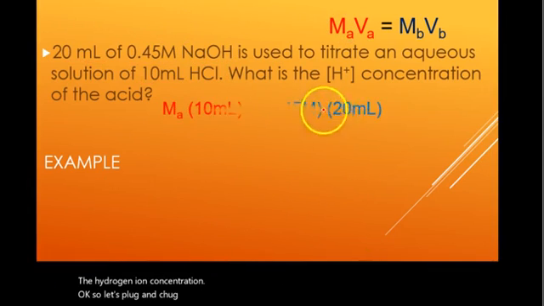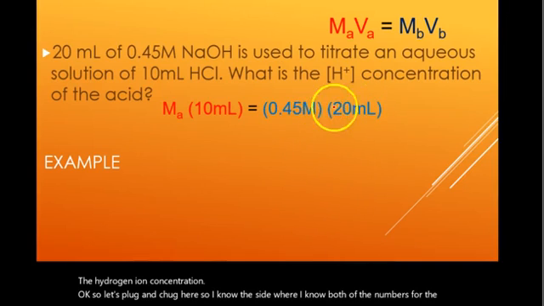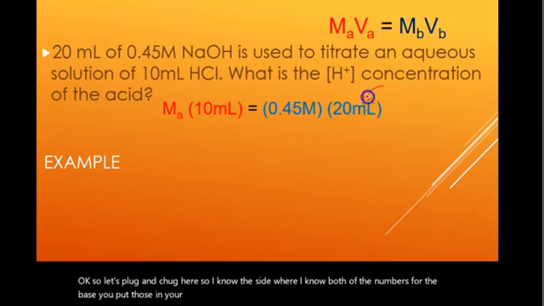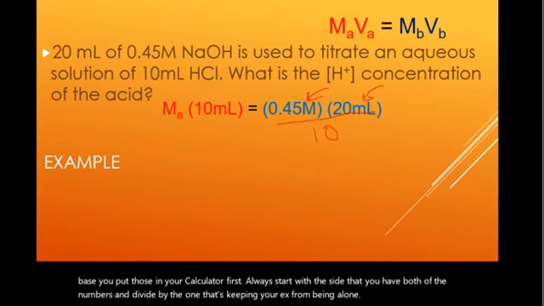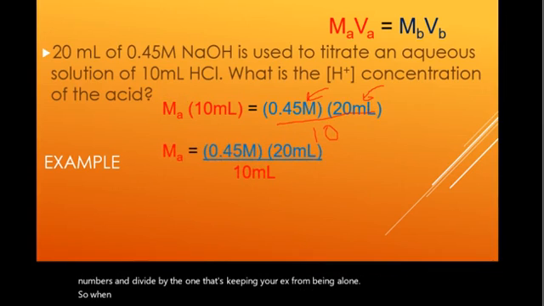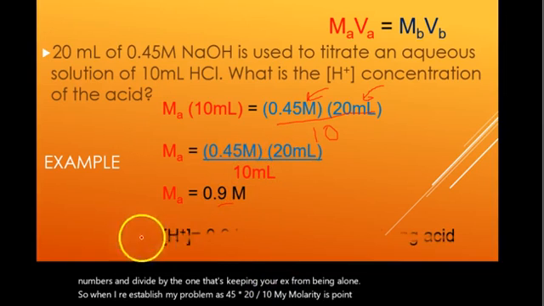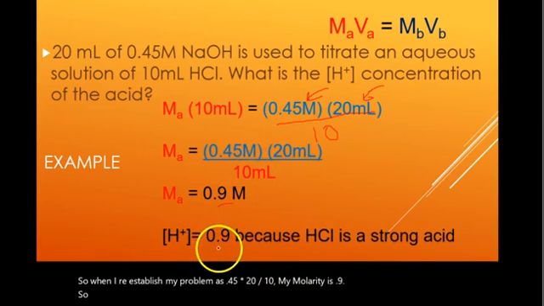So I know the side where I know both of the numbers for the base. You put those in your calculator first. Always start with the side that you have both of the numbers and divide by the one that's keeping your X from being alone. So when I reestablish my problem as 0.45 times 20 divided by 10, my molarity is 0.9. So the hydrogen ion concentration is 0.9.